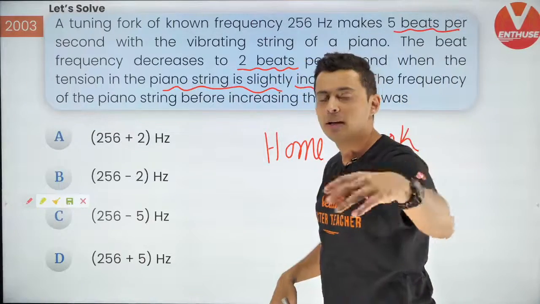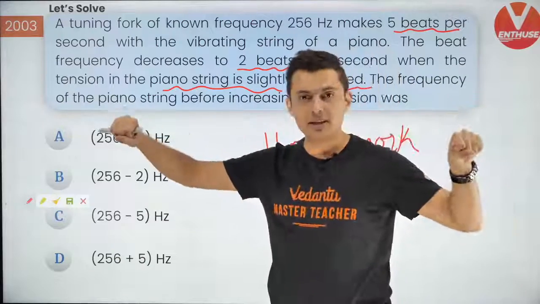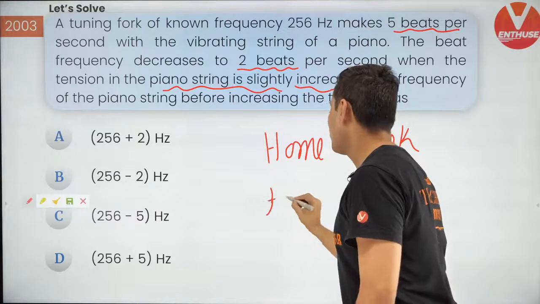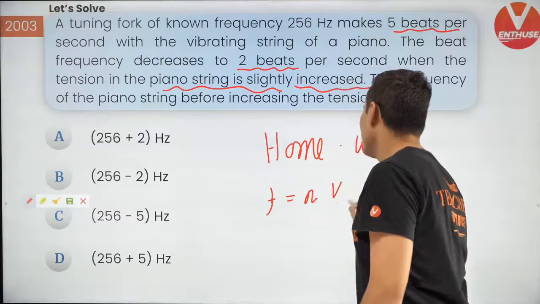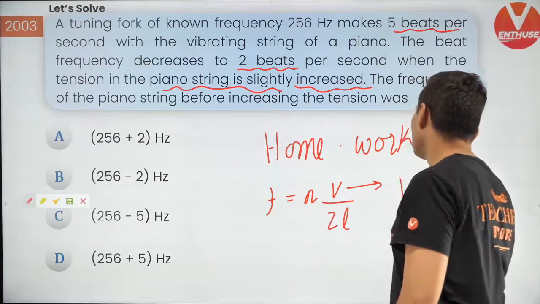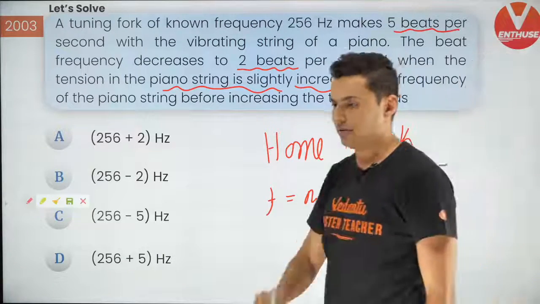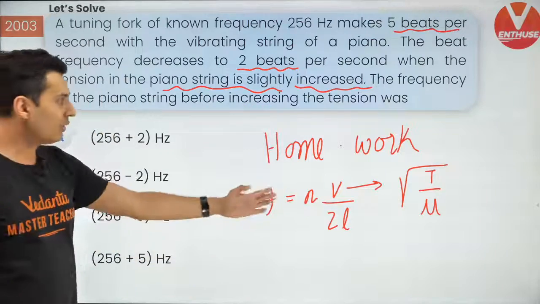So think about it. For a string which is fixed at both ends, what happens when you change the tension? I'll just give you a hint. The frequency formula was nv by 2L, and that v is root of tension by mu. Use this formula, you will get the answer.